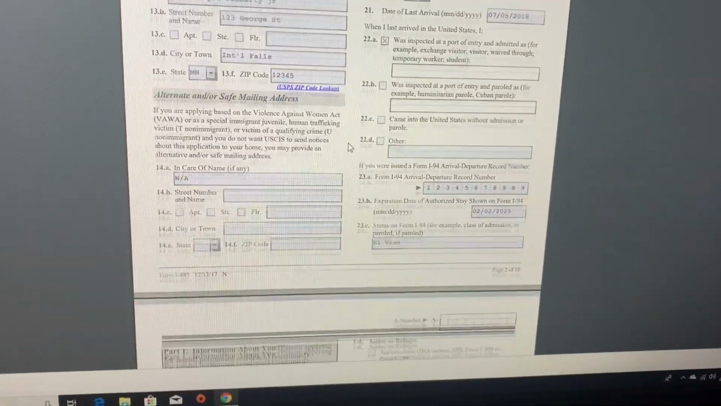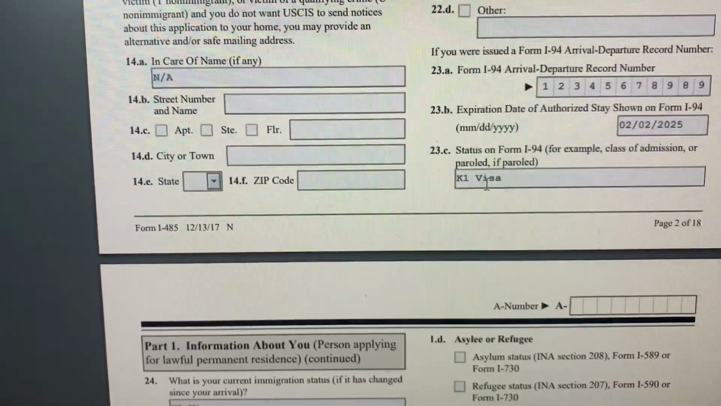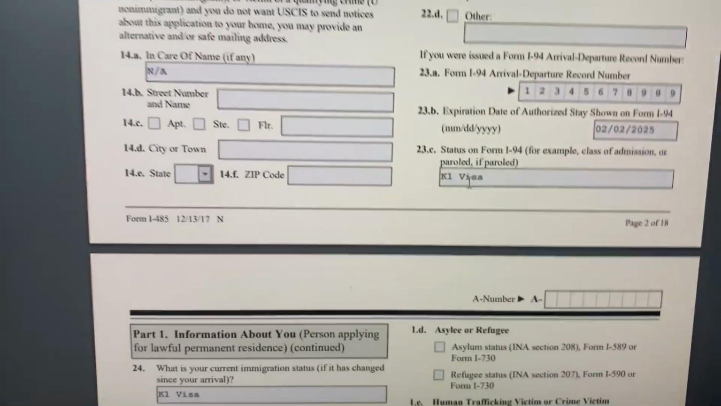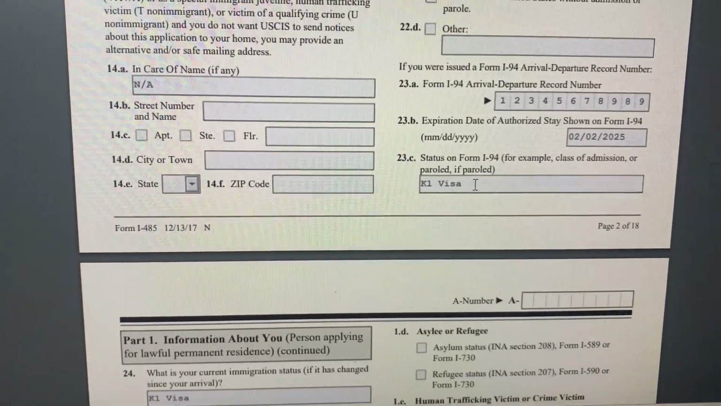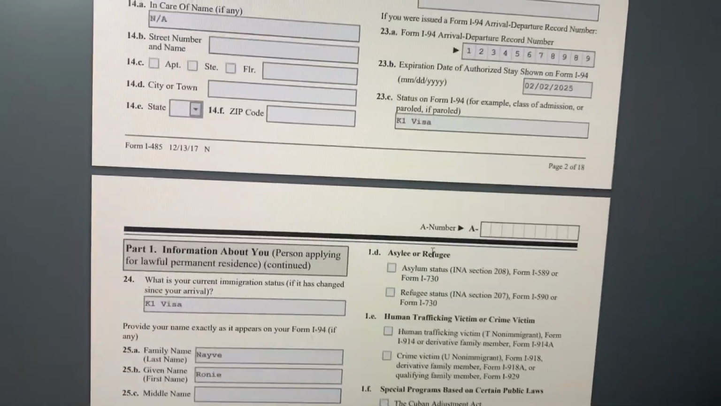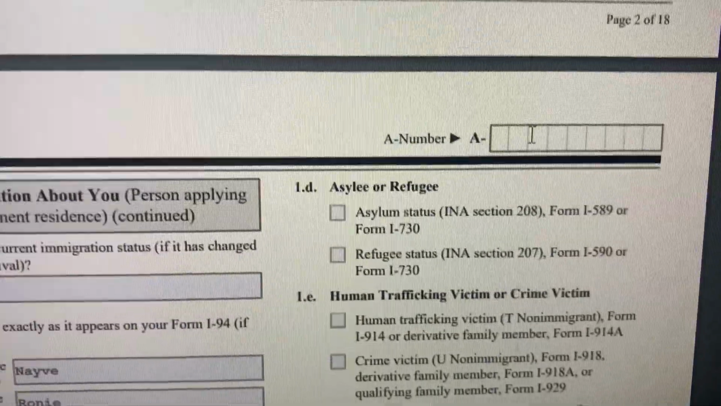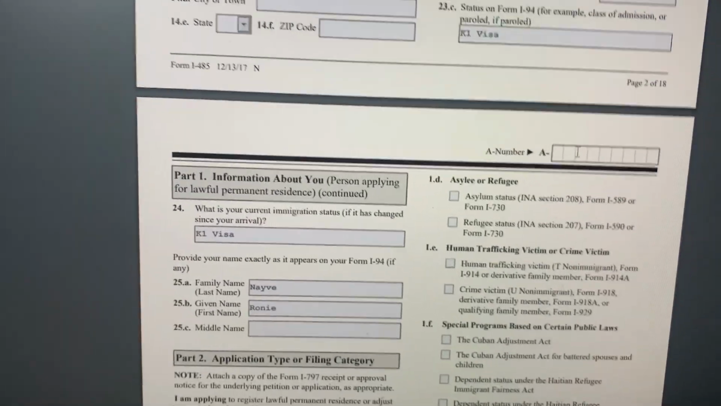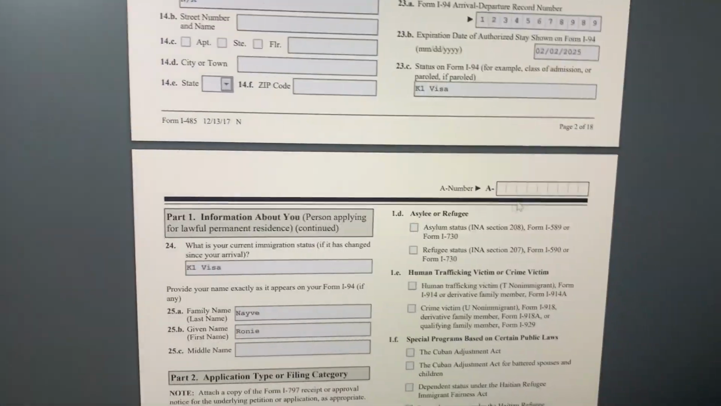So going back to I-485, number 23C, you should put what your status is on your I-94. It needs to be identical. Remember, guys, it needs to be identical. So I put Q1 visa, what's on my I-94. Moving on, I can't seem to fill this number spot here in the computer, but you can always do it manually. This is on every page of the form.